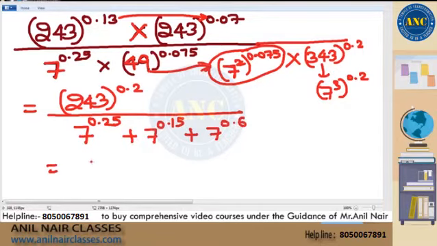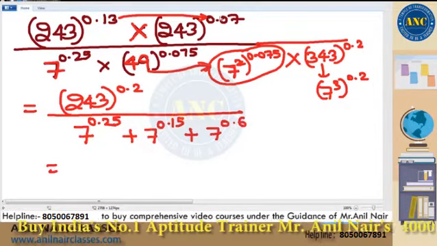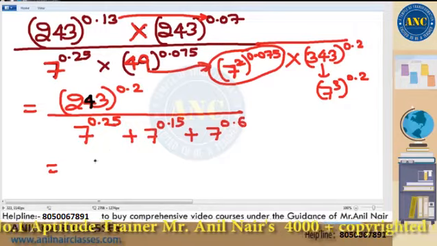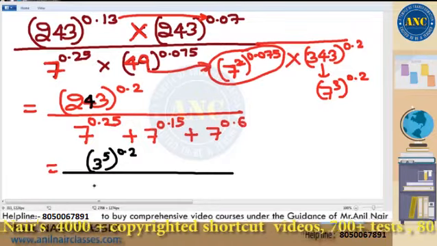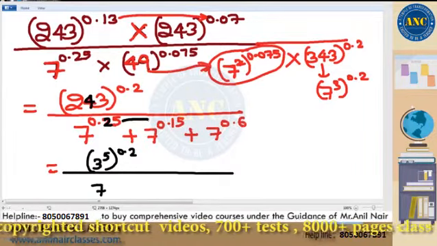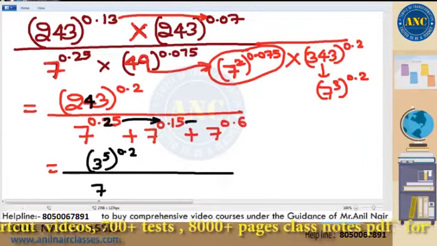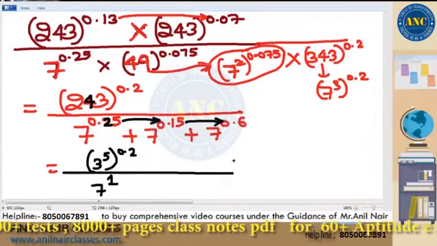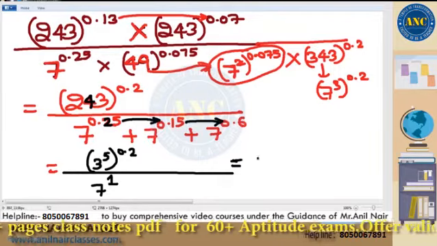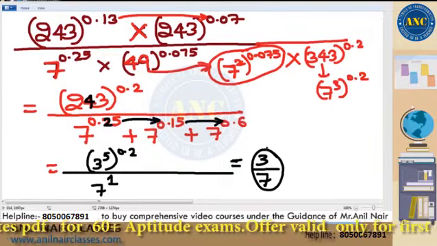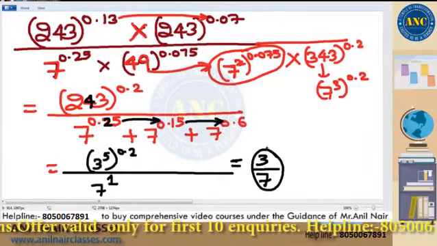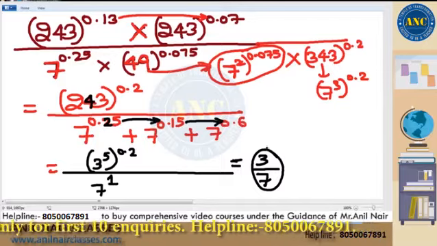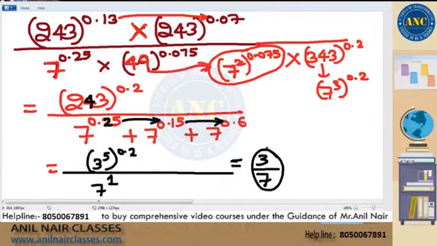Again the bases are same in the denominator. 243 is 3 power 5. 3 power 5 whole power 0.2 divided by 7 power 0.25 plus 0.15 plus 0.6, which is 1. So it is 3 power 5 power 0.2, which is 3 power 1, divided by 7 power 1. 3 by 7 should be the answer. Answer for this question is 3 by 7.